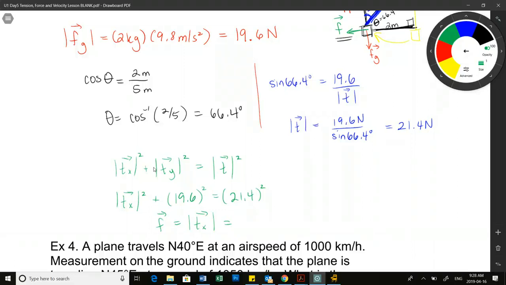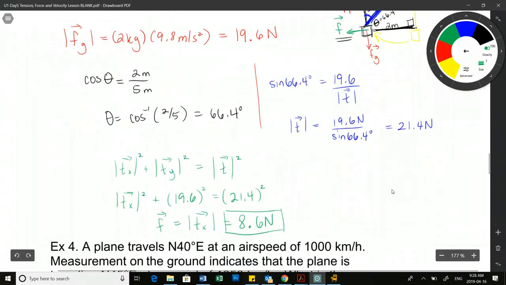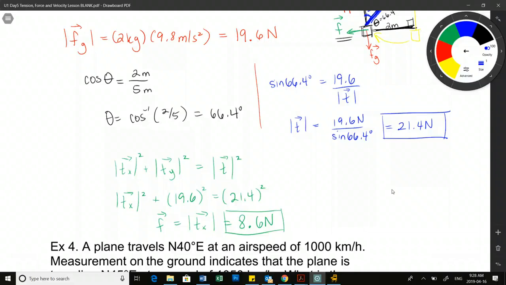Okay, so what do we get here? Yep, that's exactly right. Should get 8.6 newtons. So this is that horizontal force. It also happens to be the force of the tension in the horizontal direction because we're at equilibrium, right? So this force must balance out to equal our horizontal force up here of tension. Okay, so you should get 8.6, and the full tension force there is 21.4 newtons, just the magnitude.